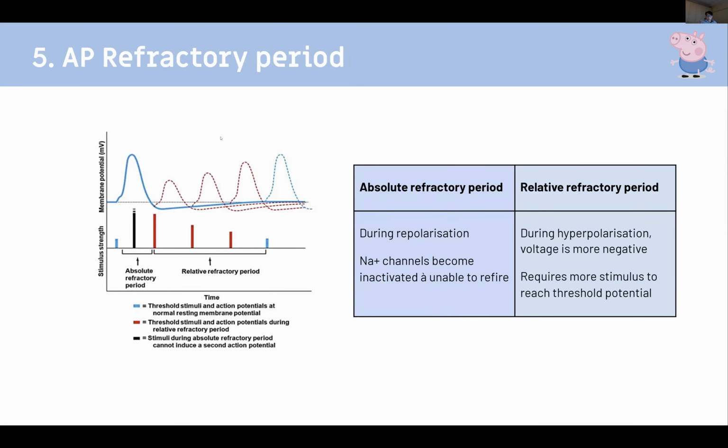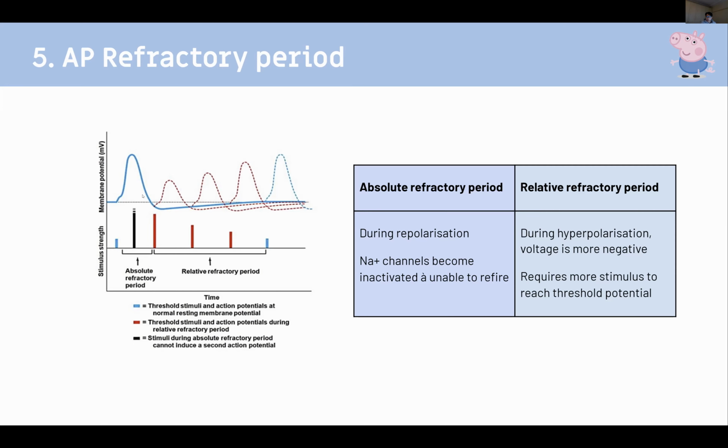So with our action potential, we have something called a refractory period. This is basically where we cannot send another signal. An absolute refractory period occurs because of our sodium channels being inactivated and unable to refire, and this is represented by this black bar over here. So when an action potential occurs, we can't follow it immediately by another action potential because our sodium channels have become inactivated.